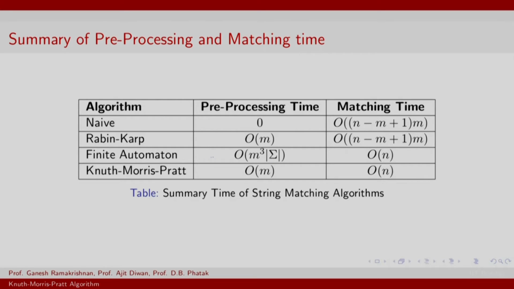We are going to leverage the construction of the finite automaton, getting rid of what was unnecessary in the finite automaton, which is removing unnecessary baggage, and leverage the delta function to reduce the pre-processing time to order m while still maintaining order n matching time. So this is the story.